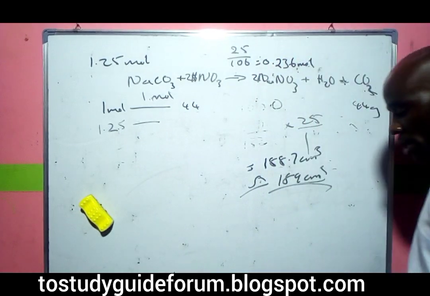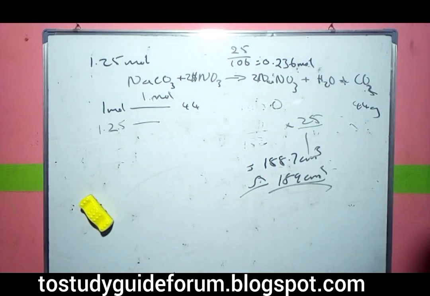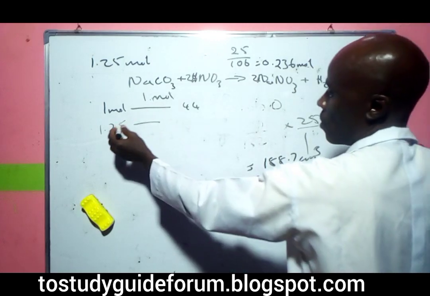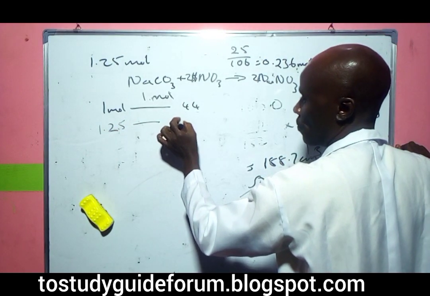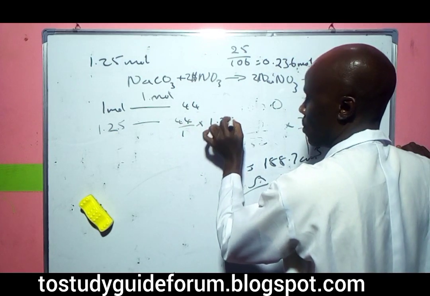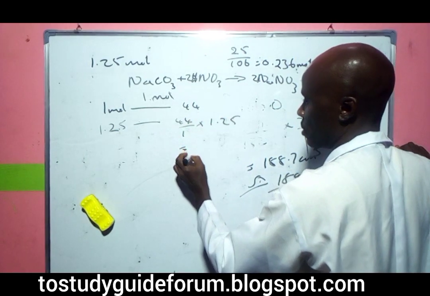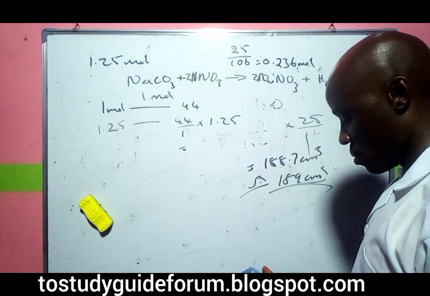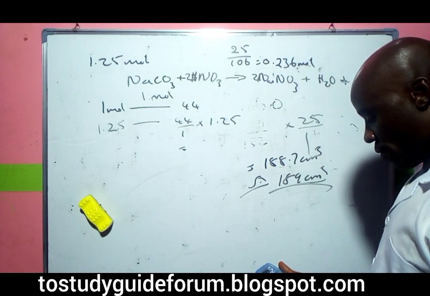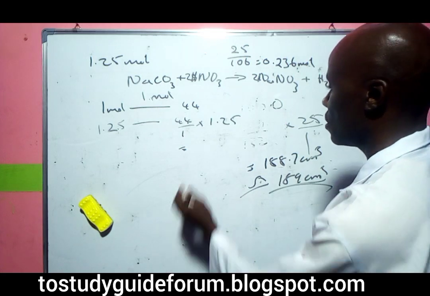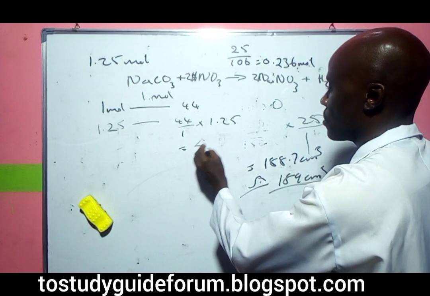So what we are looking at is what is going to give us 44 over 1 times 1.25. When we multiply through, we have 44 times 1.25. That will give us the mass will be 55 grams.